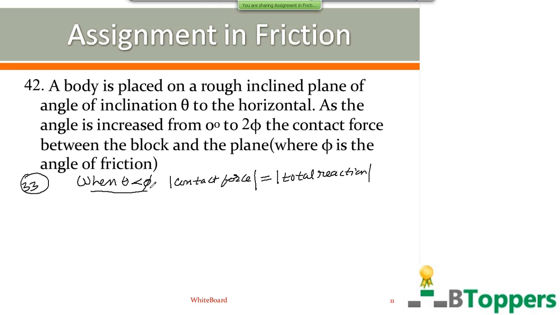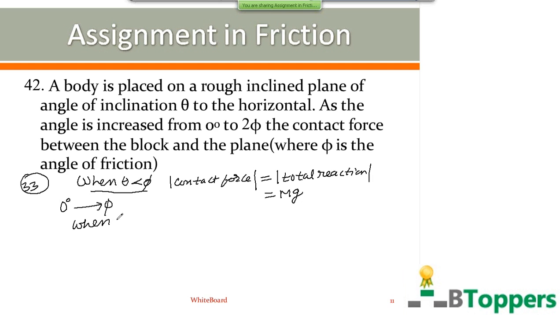When the angle of inclination of the inclined plane to the horizontal is less than the angle of friction, or angle of repose, the block remains at rest on the inclined plane. Then the magnitude of the contact force between the block and the inclined plane is the same as the magnitude of the total reaction force on the block by the inclined surface, which will be equal to mg, independent of the angle of inclination. That means when theta is increased from 0 degrees to phi, the magnitude of the contact force remains constant, equal to the magnitude of its weight mg.